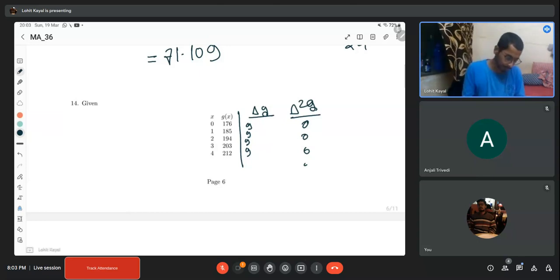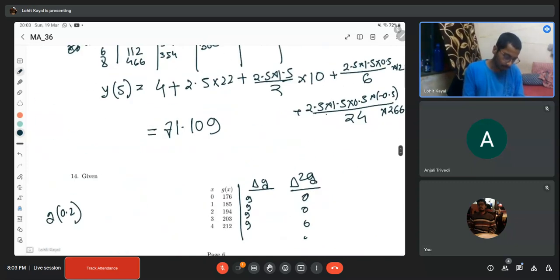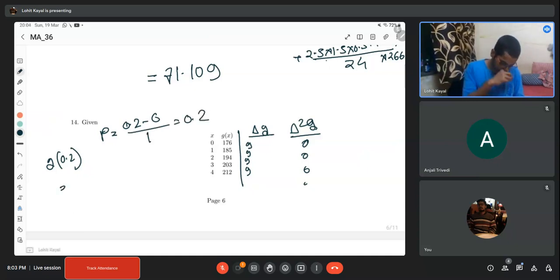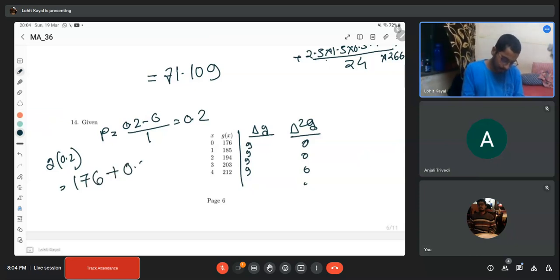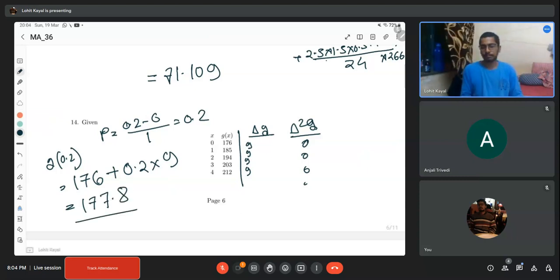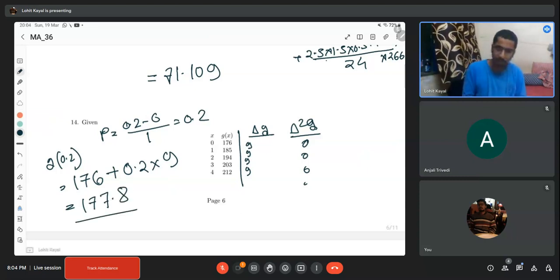So here what will be the result? G of 0.2. What is the value of my P? P equal to 0.2 minus 0 by 1 equal to 0.2. So it's 176 plus P into delta G into 9. So the result will be 177.8. Okay, so this is your answer.